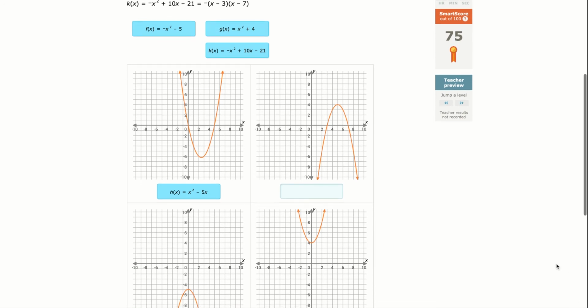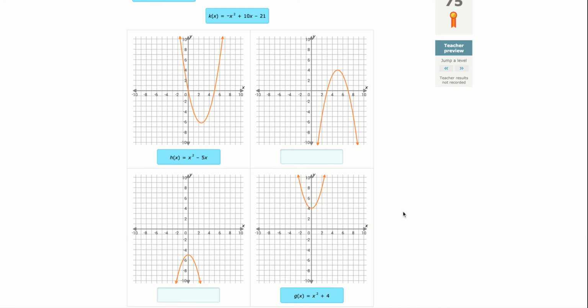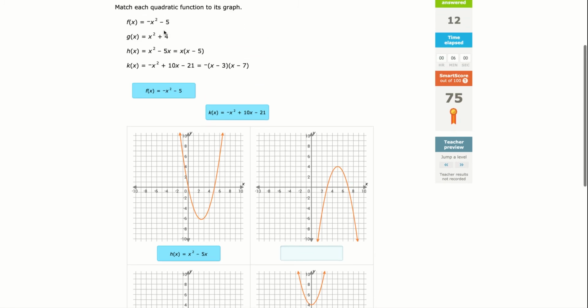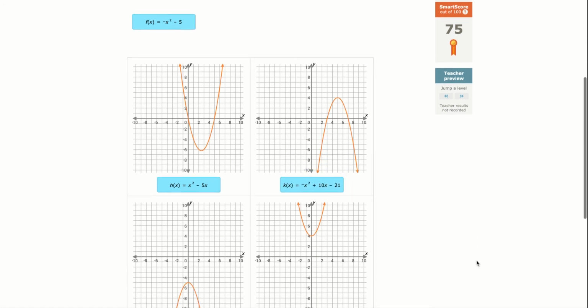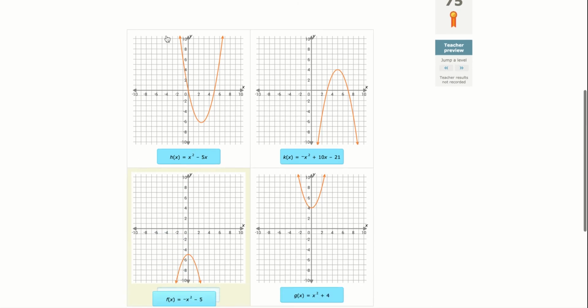That's the x to the 4th. That's this one right here. This is the only other one that's opened up. Now I have the 2 that are opened down. That's this top one and this bottom one. This one has 2 x-intercepts at 3 and 7. So the k is this one, which means the other one that's opened down, this top one, f of x, is all the way down here.